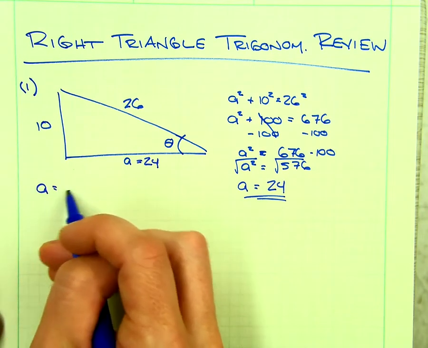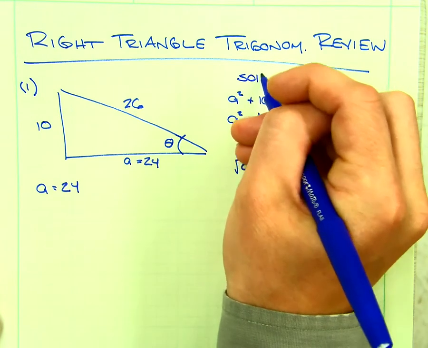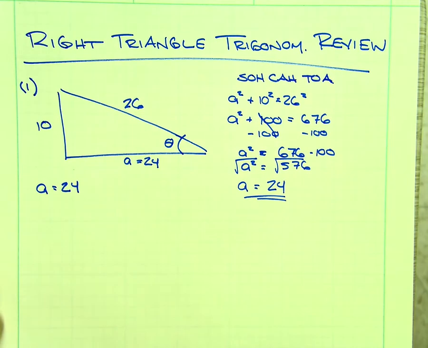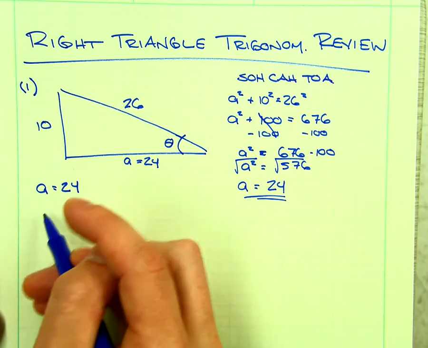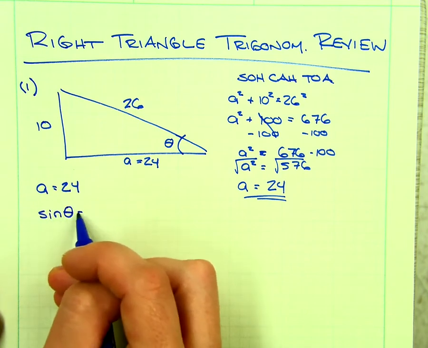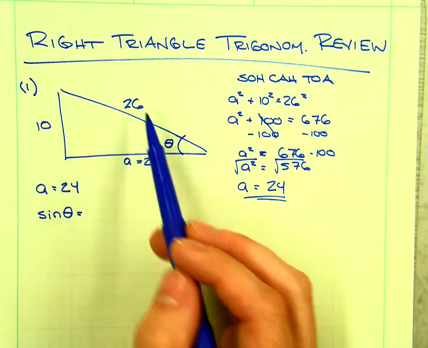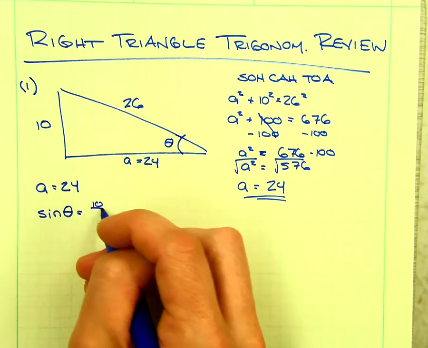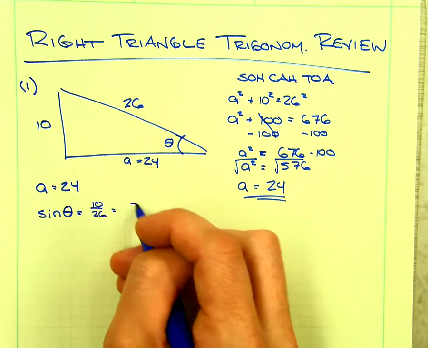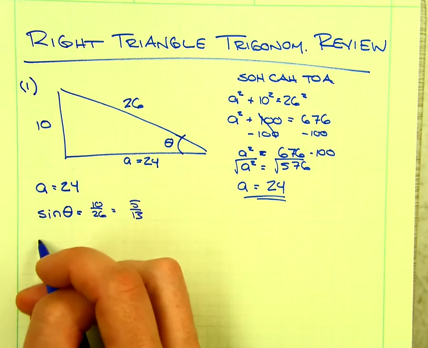Once I know that, I can easily do my SOHCAHTOA. Never ever forget SOHCAHTOA. Fantastic. So now once I've got SOHCAHTOA, I've got my missing side, I can easily figure out that the sine of theta is going to be equal to, so I'm looking from this angle right here, sine is going to be opposite over hypotenuse, which is going to be 10 over 26. Now I can reduce this down, pull a 2 out of both. This just becomes 5 over 13. When you're giving your answers, make sure you're giving your fully reduced answers.